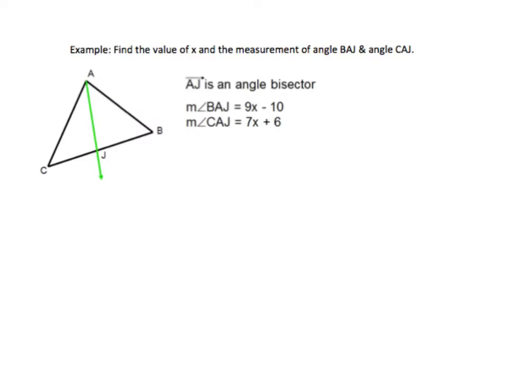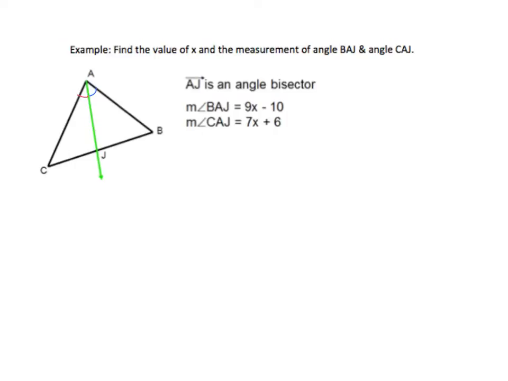So, example, find the value of x and the measurement of angle BAJ and angle CAJ. Ray AJ, kind of a tongue twister, ray AJ is an angle bisector. So they're telling us this is an angle bisector, so I can justify making these markings look alike, because I know that they are going to be congruent. So if the measurement of angle BAJ is 9x minus 10, and angle CAJ is 7x plus 6, how are we going to figure out what their measurements are and what is the value of x?